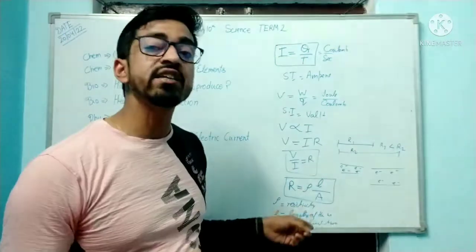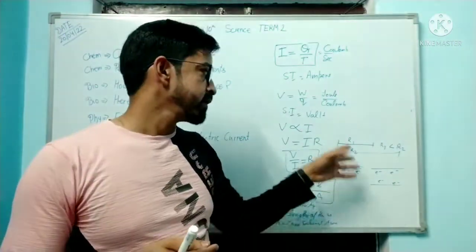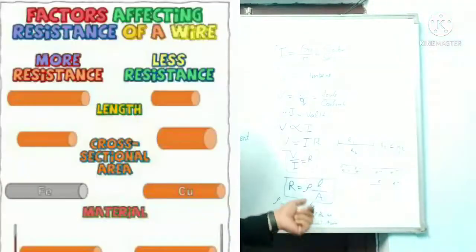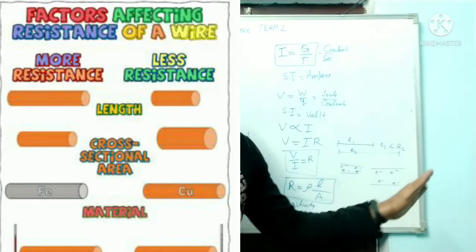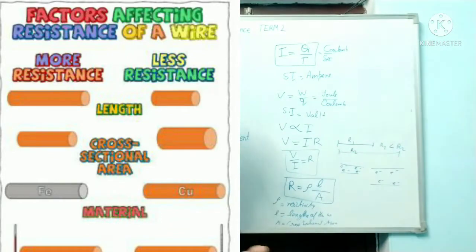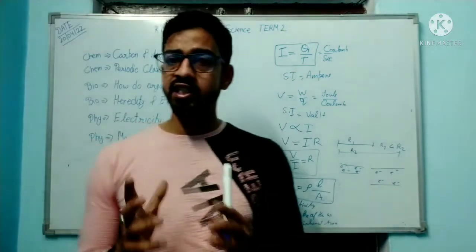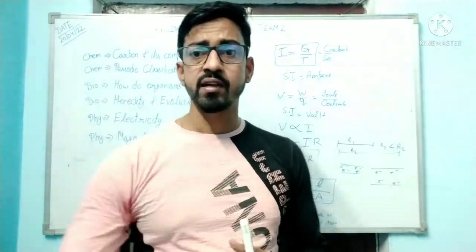That's why it is inversely proportional. When we increase the cross sectional area, the resistance decreases. That's why it is inversely proportional. When we increase the length, then its resistance also increases. And the resistivity is the characteristic property of the element.